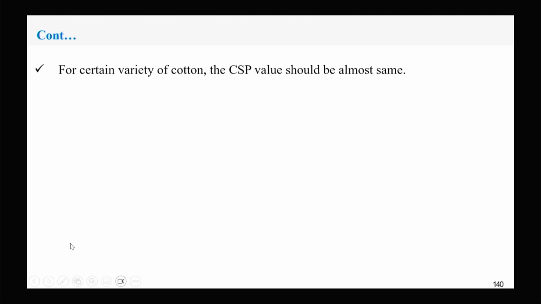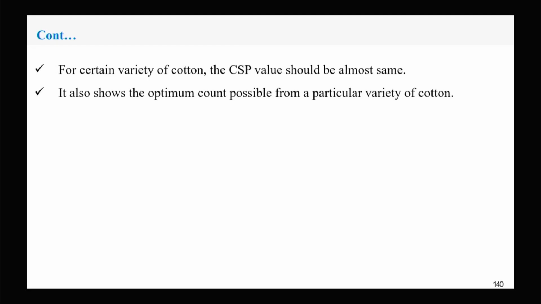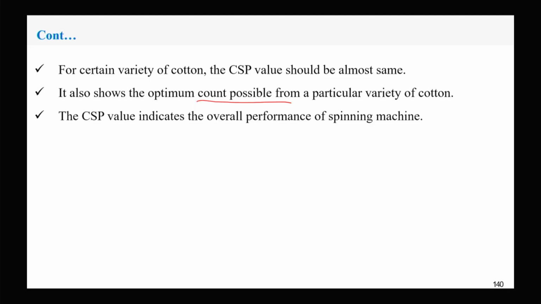So for a certain variety of cotton, the CSP value should be almost the same. It also shows the optimum count possible. So the count range I have discussed for a particular variety of cotton. So the CSP value indicates the overall performance of the spinning. CSP apparently looks very simple, but it has practical applicability in the industry.